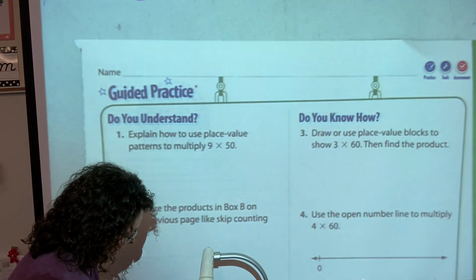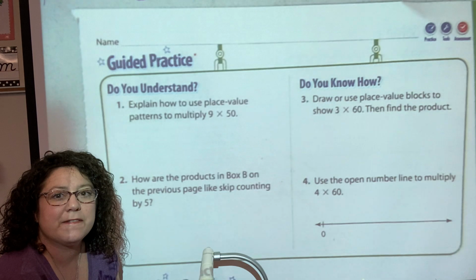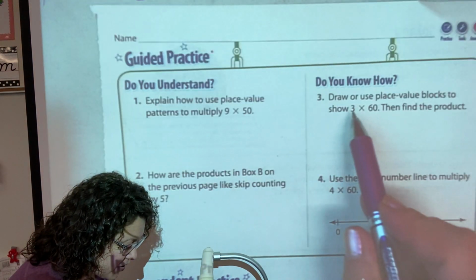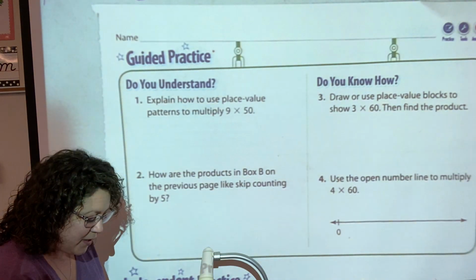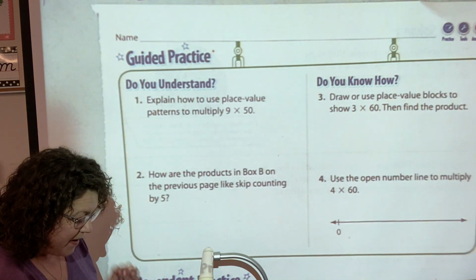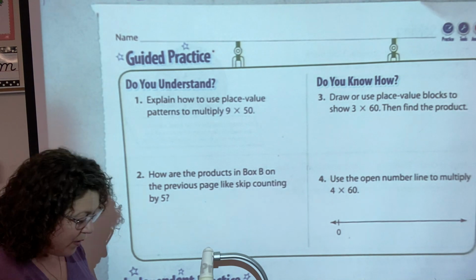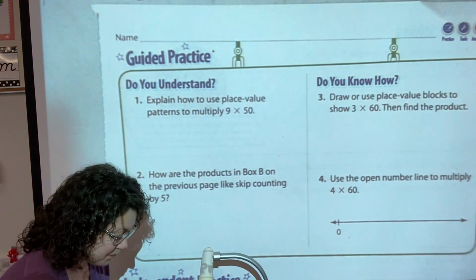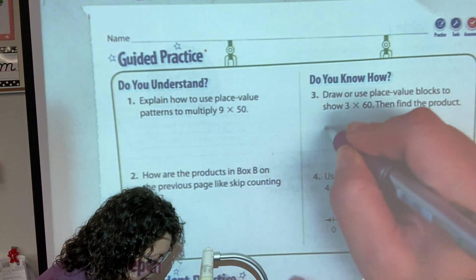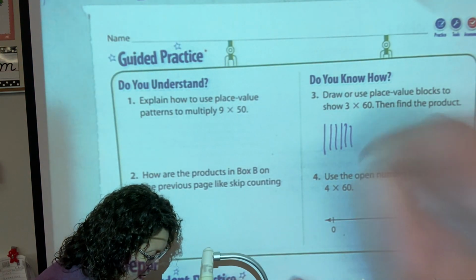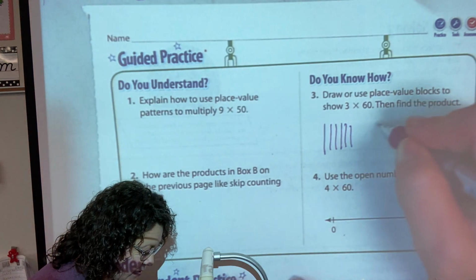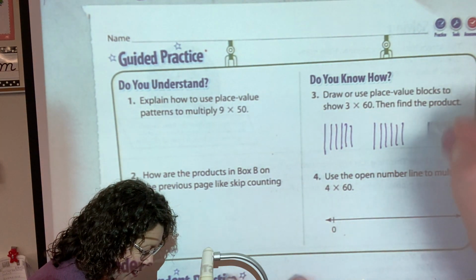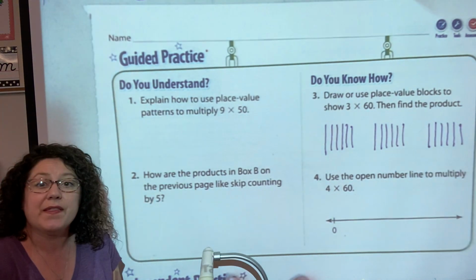And we're gonna look at number 3 and 4 and see what we can do. The directions say draw or use place value blocks to show 3 times 60, then find the product. So let's just draw it. We've got 3 times 60, 3 groups of 60, right? So 10, 20, 30, 40, 50, 60. There's one group. 10, 20, 30, 40, 50, 60. There's 2 groups. 10, 20, 30, 40, 50, 60. There's 3 groups.